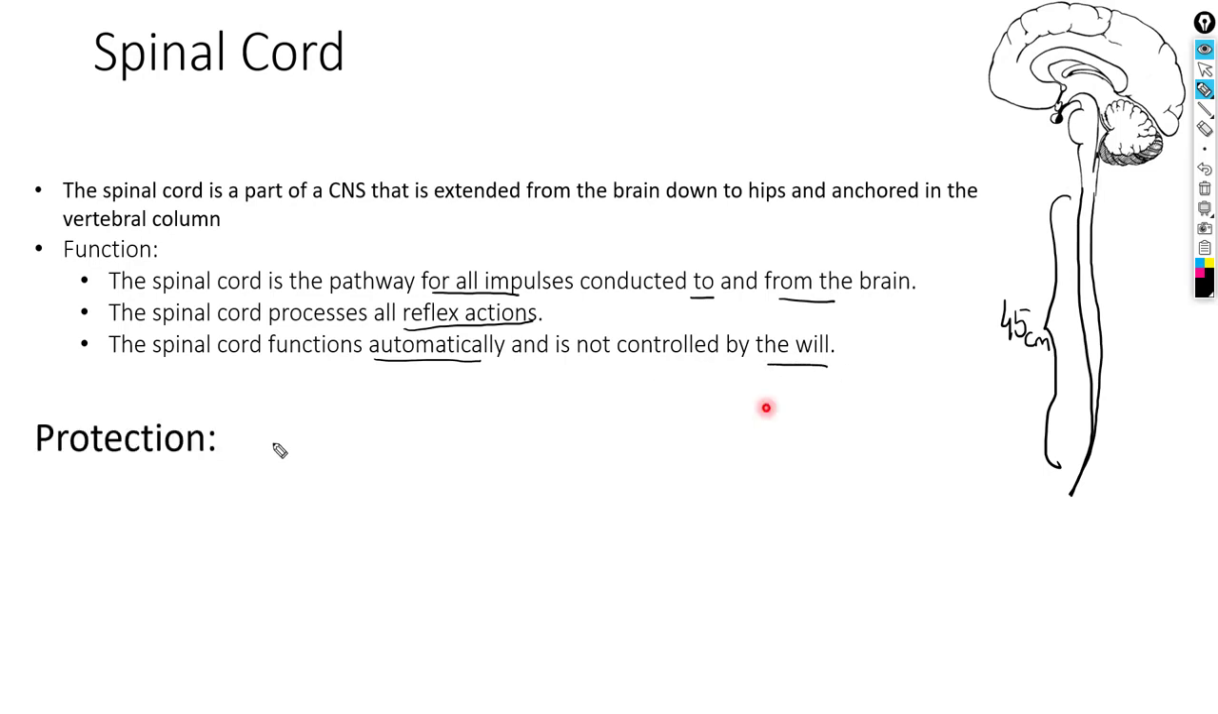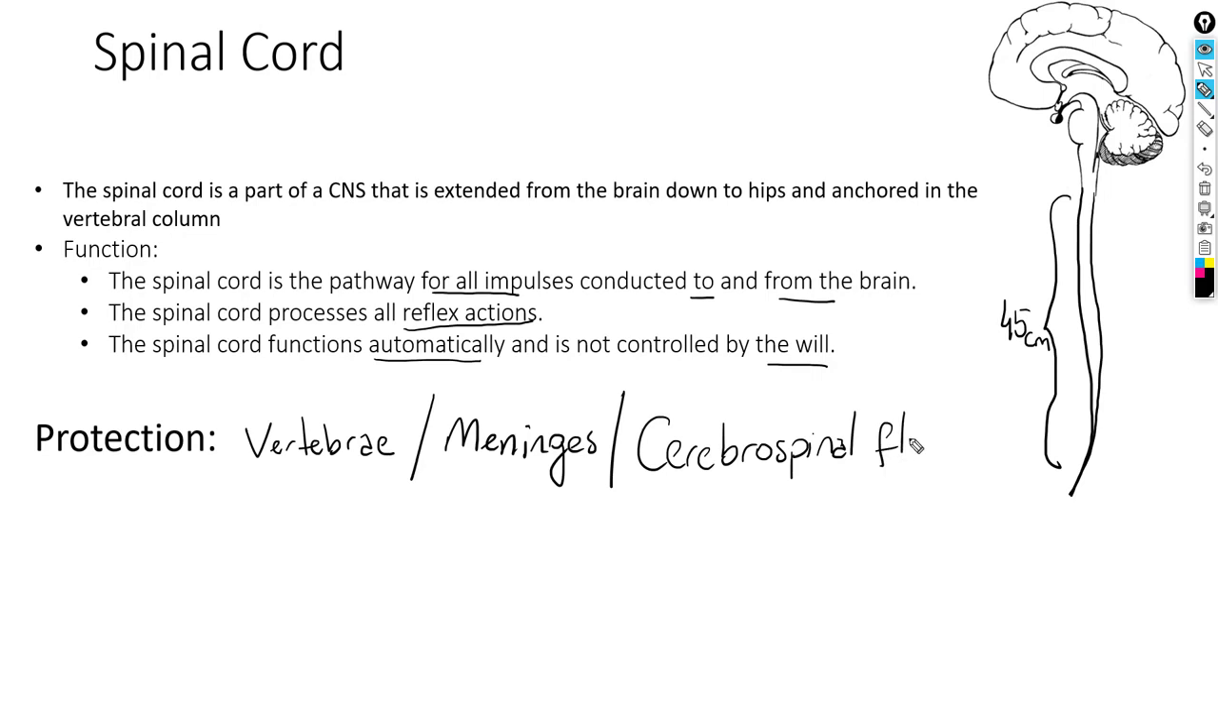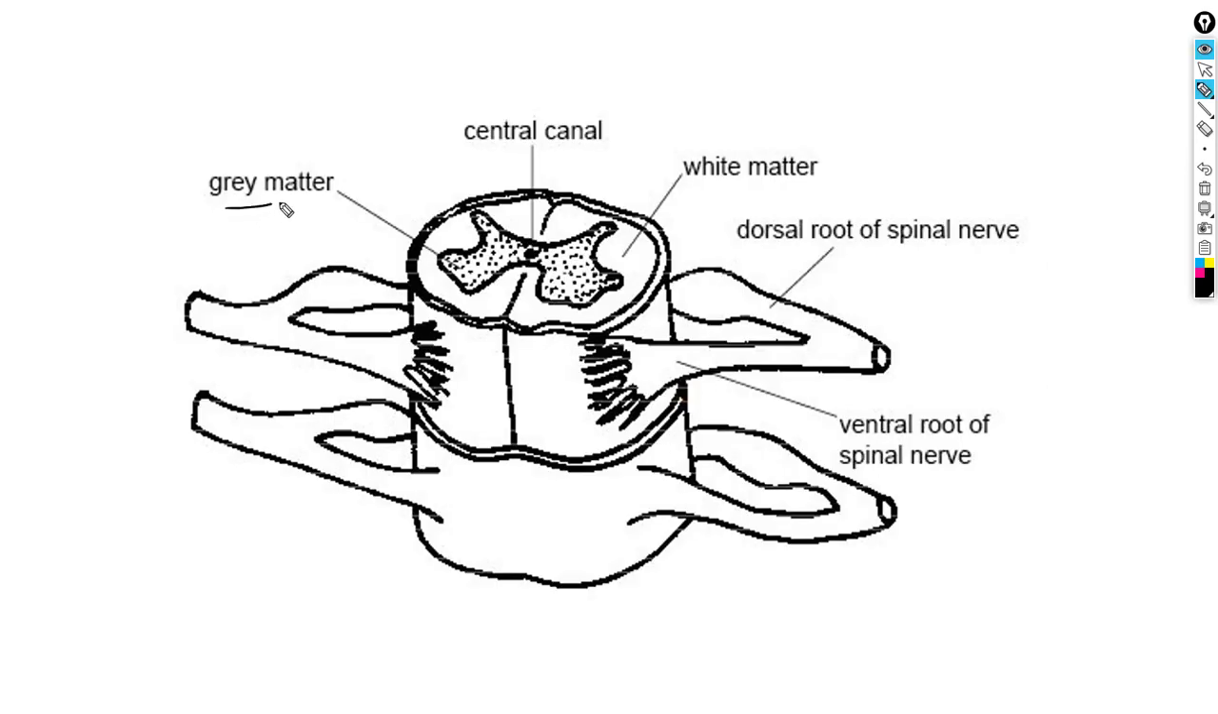And similar to the brain, it is also protected by three means. Instead of the skull here, it is protected by the bony canal called the vertebral column. Secondly, it is protected by a three-layered membrane called the meninges. And finally, the fluid that is called cerebrospinal fluid. When it comes to gray and white matter, it is opposite of the brain. The gray matter here is in the inner part of the spinal cord, and the white matter is on the outer layer of the spinal cord.